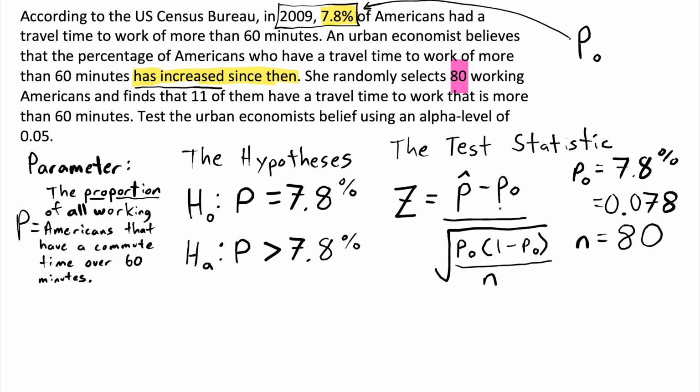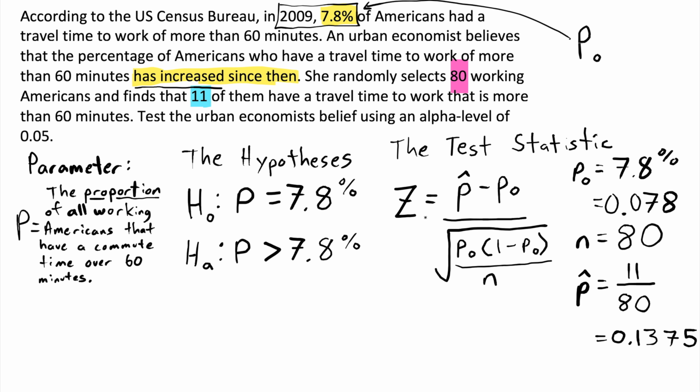And our p hat is a sample proportion. It's the proportion of these 80 people that in this case had a commute time of over 60 minutes. So she selected 80 people. That's going to be the bottom of this fraction. And of those, 11 of them had a commute time of more than 60 minutes. So our sample proportion is 11 over 80, and if I work that out, I get 0.1375.